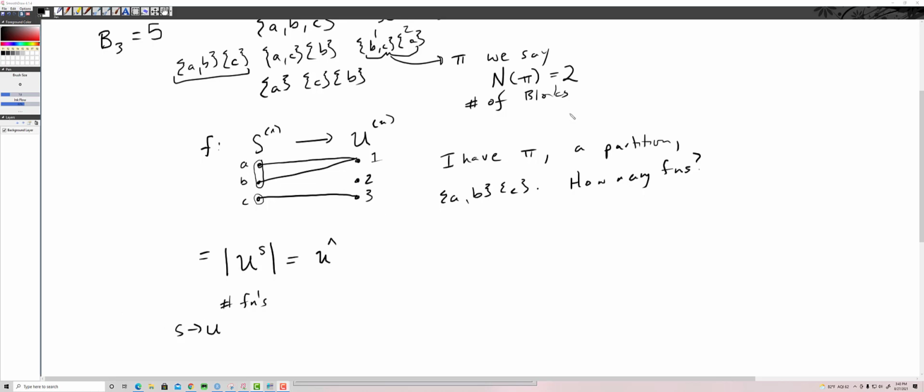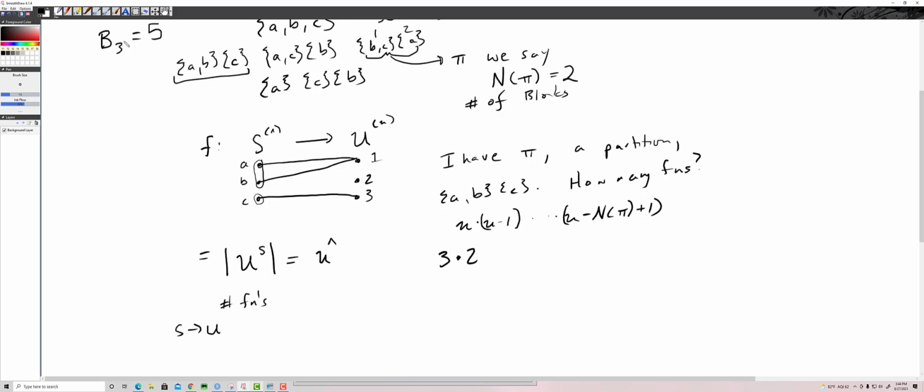And it still would have been a function even if I had sent it to the same thing, but it wouldn't have preserved this pi I have here. So really what I have is u times u minus 1 times blah blah blah times u, and then I'm kind of interested in how many blocks I have. It depends on how many blocks I have. So I have u minus n of pi plus 1. Right? So in this case, I have 3 times 2. 6 different functions for this pi.